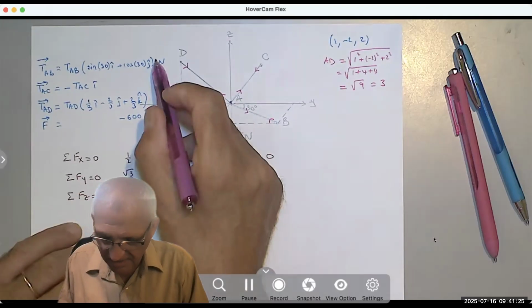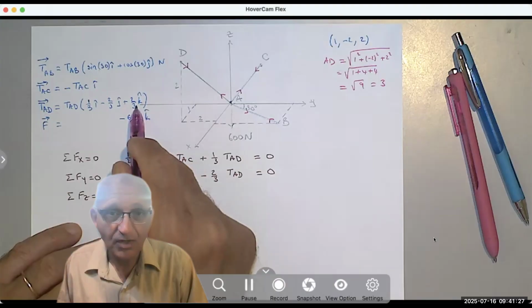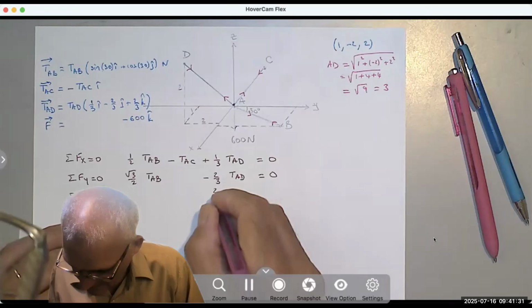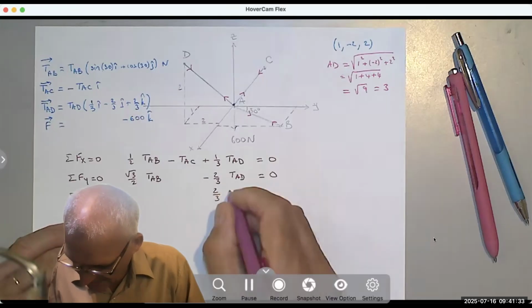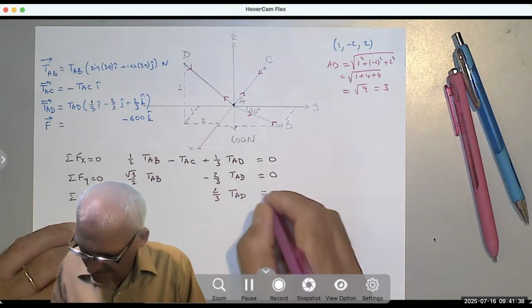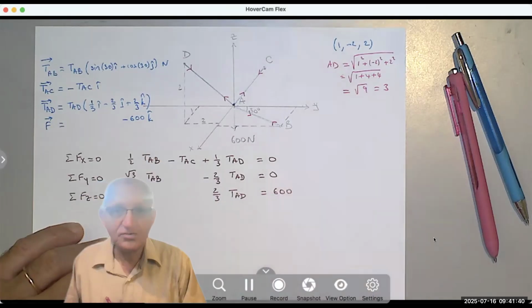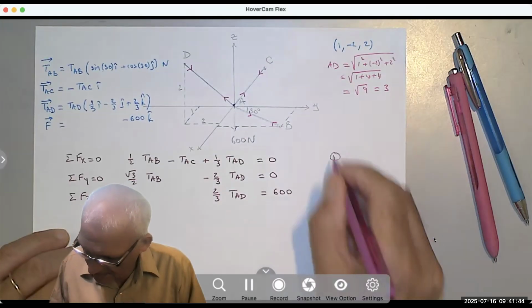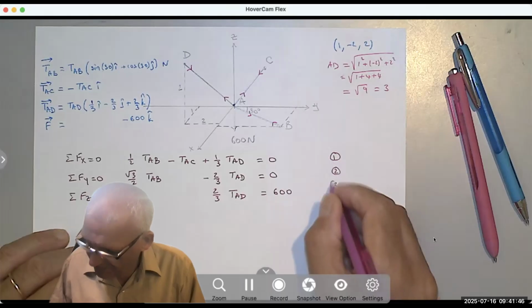I don't have a K, I only had... See why I made it easy for you. 2/3 TAD minus 600 equals 0, so it's easier to write it equals 600 Newton. Now, this is equation 1, equation 2, equation 3.